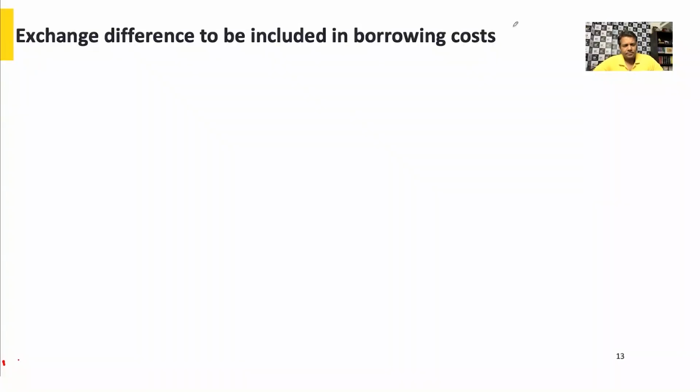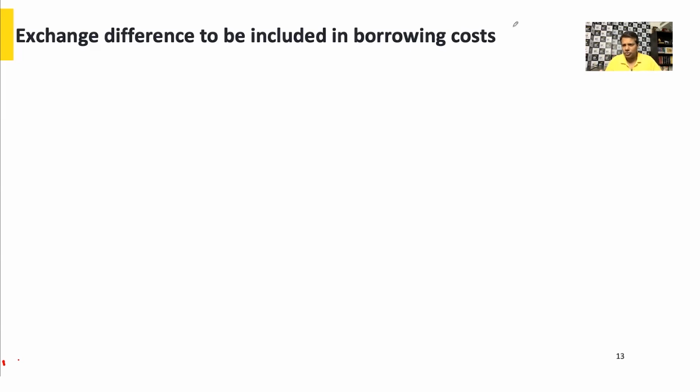All right. So now I'm going to talk to you about the exchange differences which are to be included in borrowing cost. So we discussed the concept, right? This exchange difference, very briefly: if you borrow money in a currency which is not your functional currency, but in a foreign currency, you will end up borrowing money at an interest rate which is lower than the interest rate which you pay in your functional currency. However, then you are exposed to the currency risk.